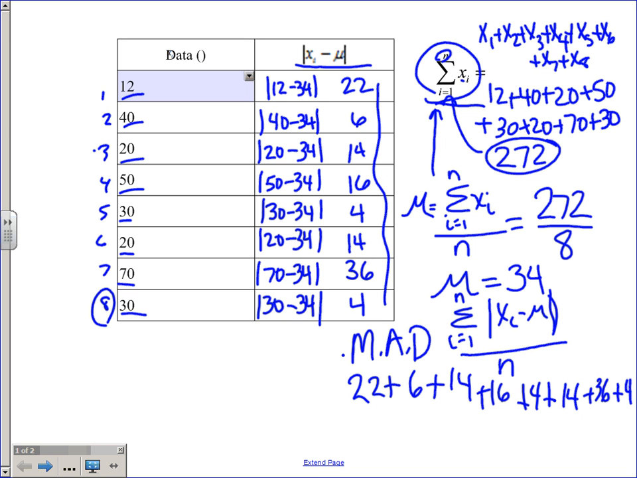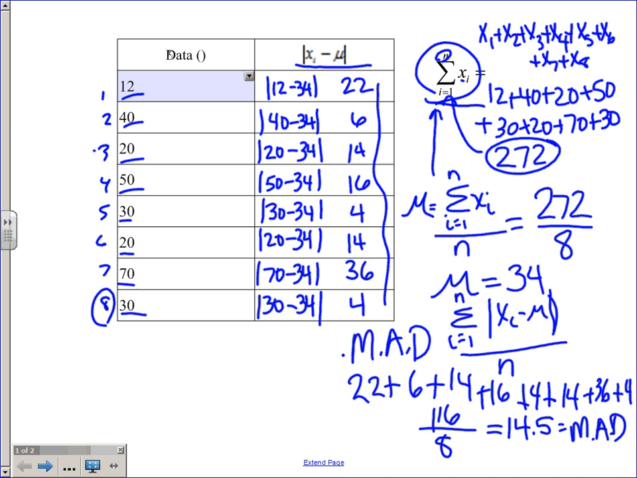So let's do that. I'm going to get out my calculator. 22 plus 6 plus 14 plus 16 plus 4 plus 14 plus 36 plus 4. I get 116, but I have to divide that by 8, by the number of data points I have. So 116 divided by 8 gives me 14.5. So I have a mean absolute deviation of 14.5. And that's how you calculate it.